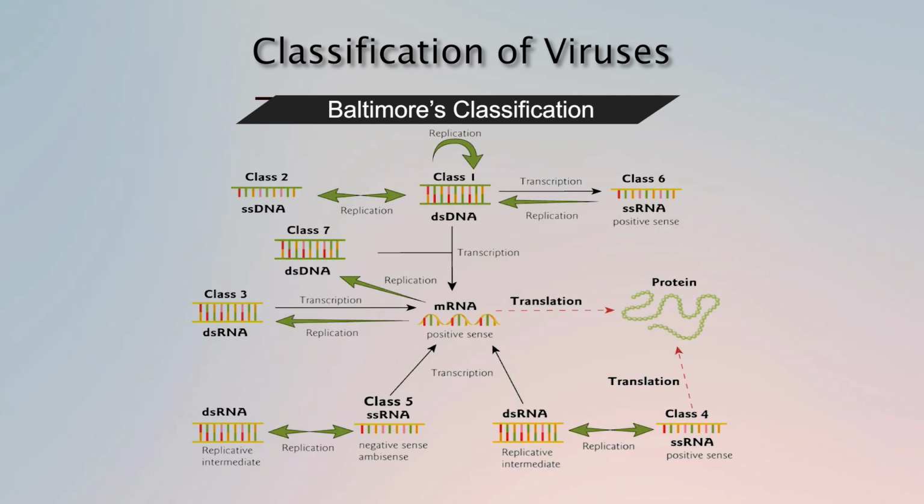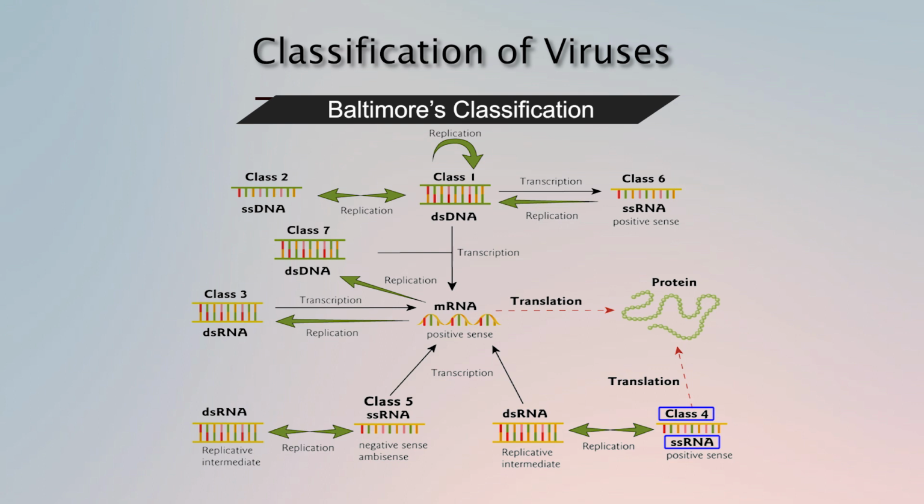So this slide depicts the 7 classes of virus. So let's have a look. Class 1 virus comprises double-stranded DNA and includes adenoviruses, herpesviruses, and poxviruses. Class 2 virus comprises single-stranded DNA and it includes parvoviruses. Class 3 includes double-stranded RNA and examples are reoviruses.